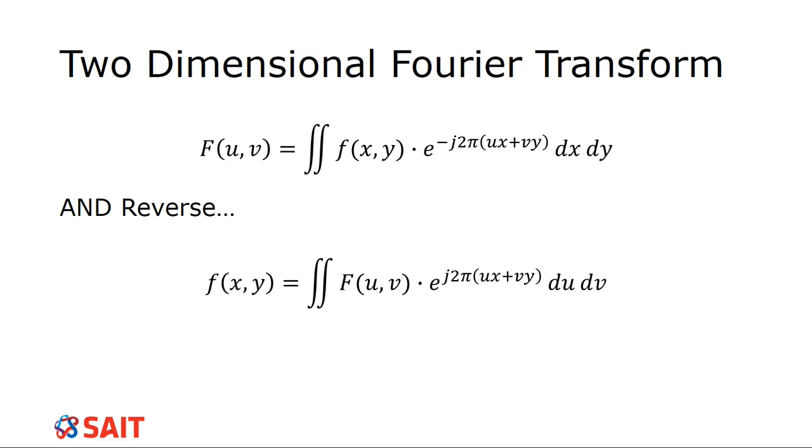If we want to go two-dimensional, now we just added more variables. We have F of u and v. We do a double integral for f of x, y, and then we have our e and then dx, dy. Then we reverse it, going back to the spatial domain. Very much the same thing. As complicated as it sounds, the hardest part is the integral. It just means that you have to do partial integrals based on each individual variable.